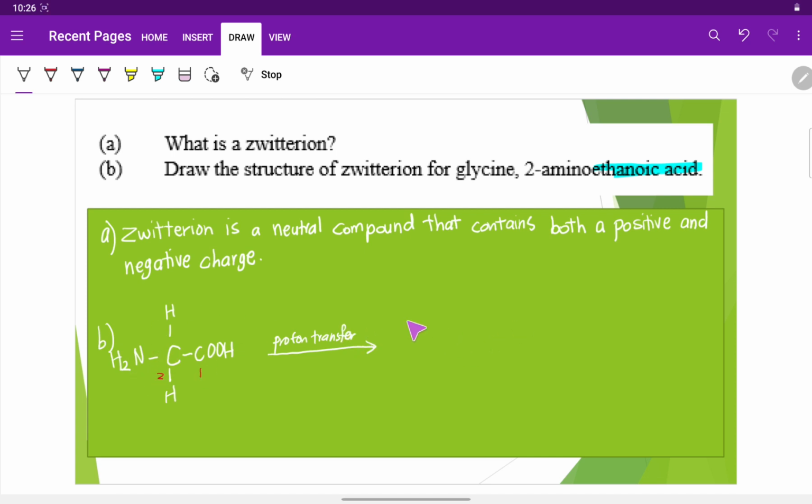Okay, so apa yang akan berlaku? So you're going to draw back actually the exact same structure. So hydrogen. Carboxyl group akan jadi COO minus. Dan amino group tadi akan jadi ammonium NH3 plus. So sini negatif, sini plus. Negatif dengan positif ni tak perlu letak dalam bulatan pun tak apa. Saya just bulatkan supaya awak nampak charge dia. Okay, so this will be your zwitter ion untuk glycine.